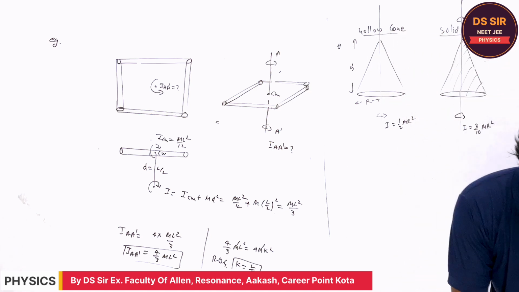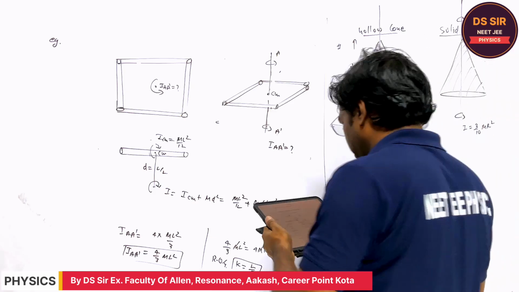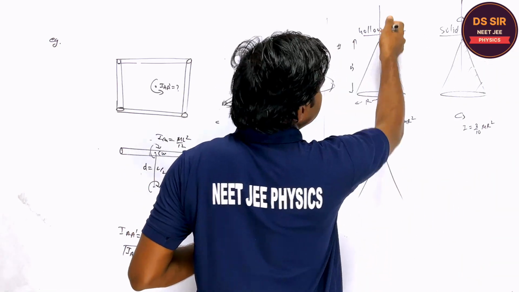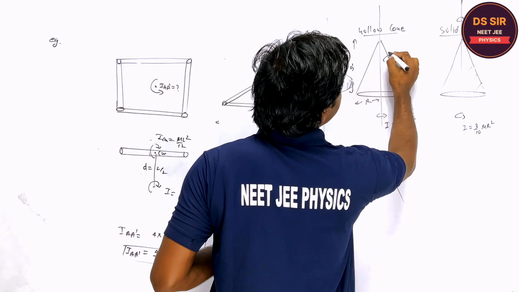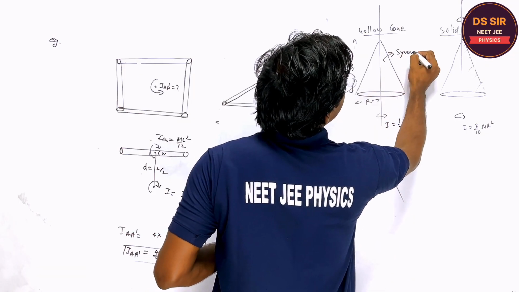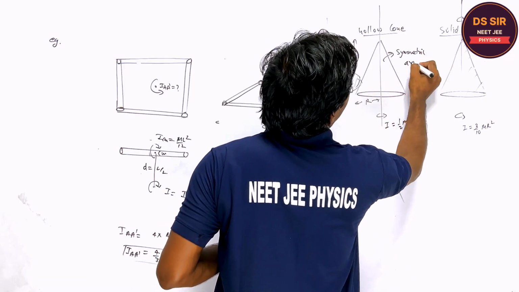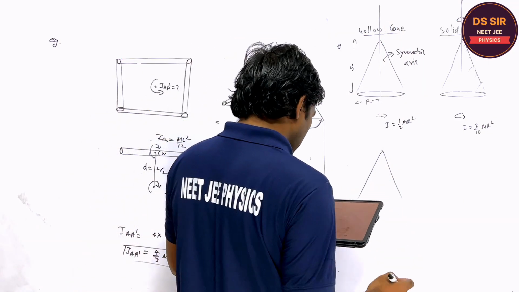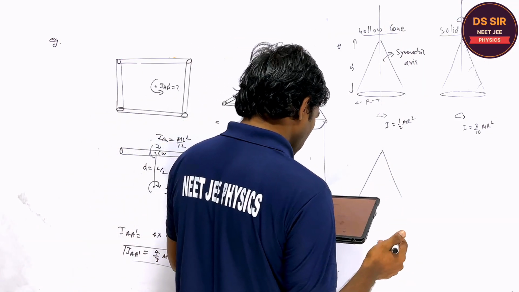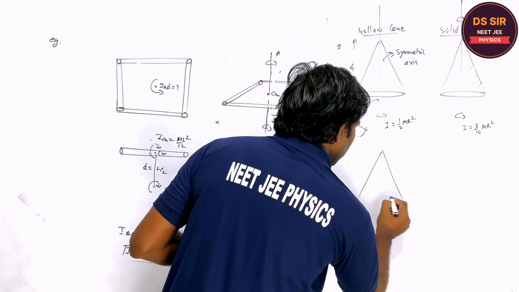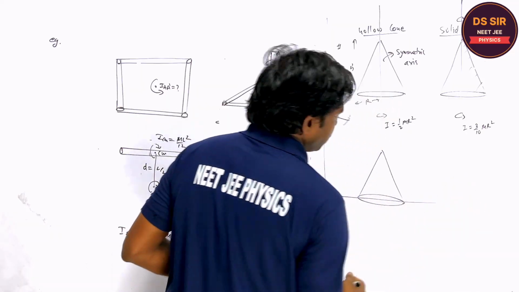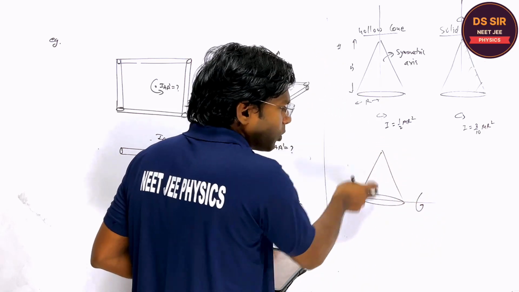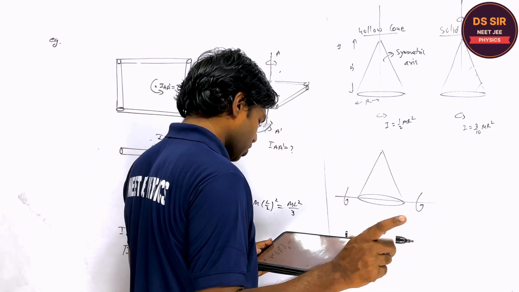One more thing: about the diameter of the base. Suppose this is the symmetric axis. Why is it called symmetric? Because the cone is symmetric about this axis. Another thing: about the diameter of the base for the hollow cone. Diameter of the base means this is the axis of rotation and the cone is rotated about this axis. You understand this thing or not?